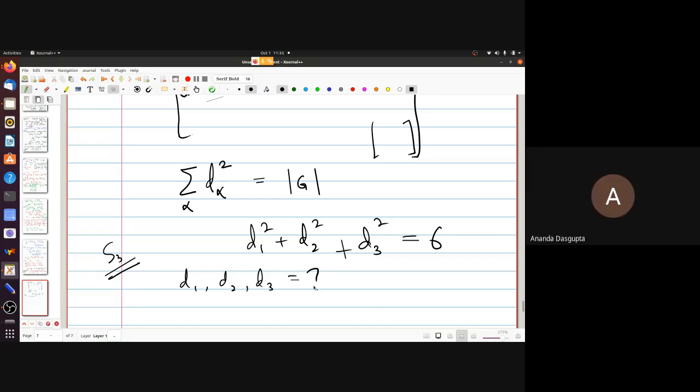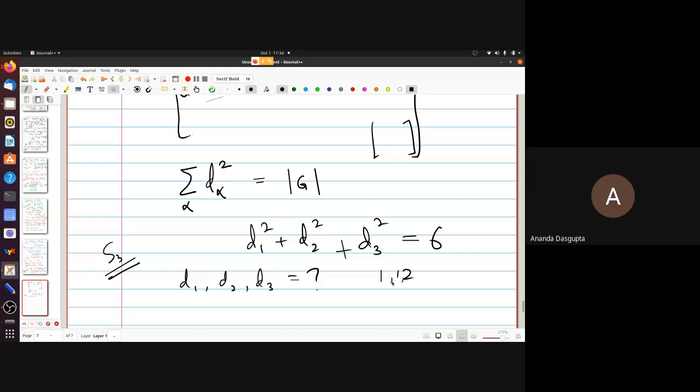First of all, because the sum of the squares add up to 6, you can easily see that you cannot have anything more than a 2-dimensional representation. A 3-dimensional irrep is impossible. A 3-dimensional representation is of course possible, but a 3-dimensional irrep is impossible. And the only possibility is 1, 1, 2, which immediately tells you that S3 has 2 1-dimensional irreps and 1 2-dimensional irrep.